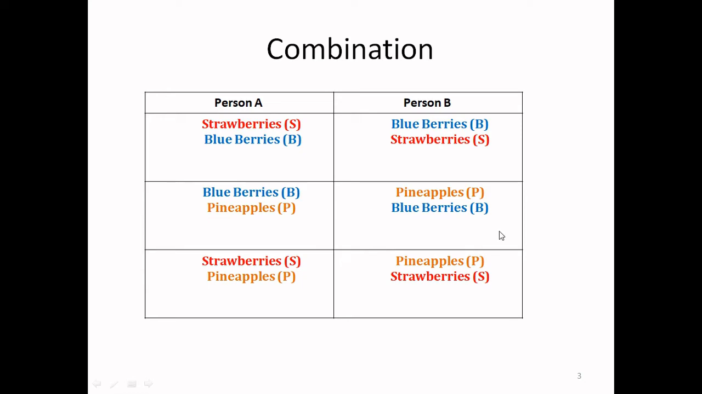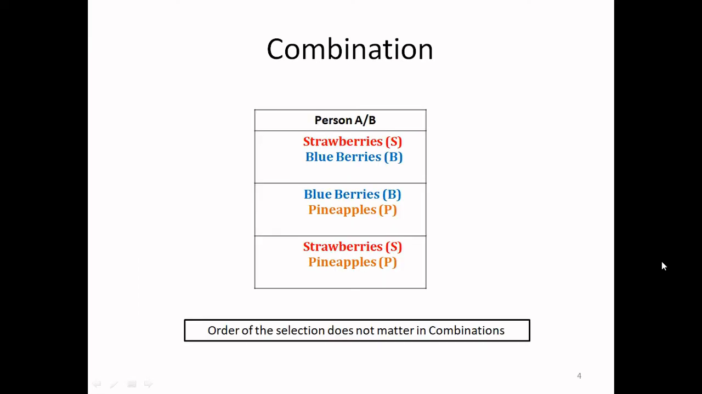So what will happen if the order is different? Does this really matter or not? We can see that this doesn't matter, the order of the selection, whether you add strawberries first and then blueberries. In the end, you will be getting a blueberry and strawberry salad. So what you are adding first doesn't matter. Likewise, the same case applies to blueberry and pineapple salad and strawberry and pineapple salad. So this can be concluded that in combinations, the order of the selection does not matter.